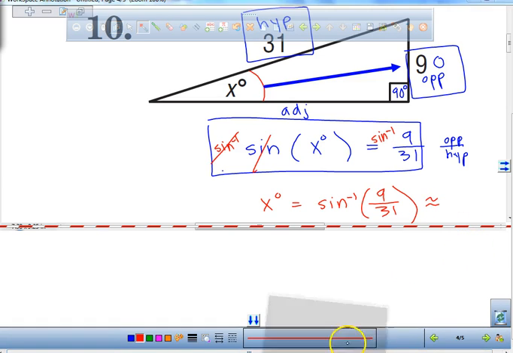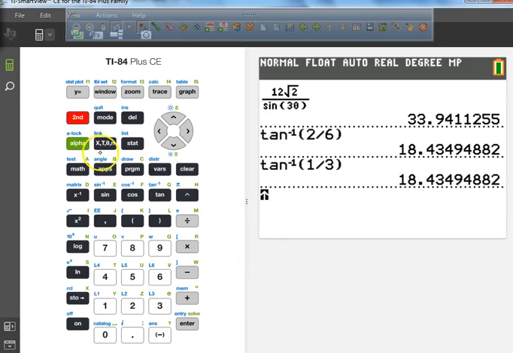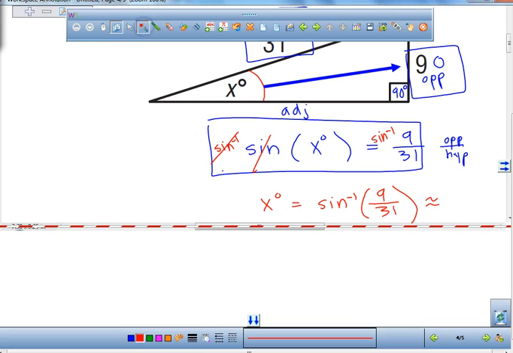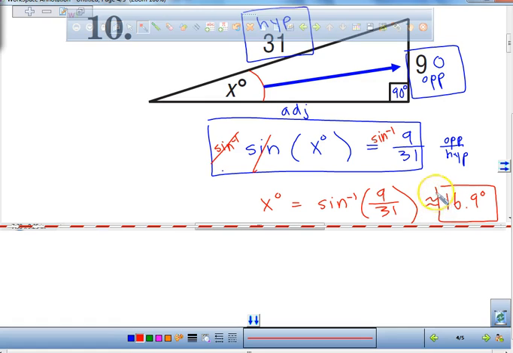So there we go. You're going to hit second, and this time you're not going to hit second tangent, you're going to hit second sine, and do 9 divided by 31. And you're going to press enter. Sweet. That's 16.87, so if we wanted to round it to the nearest tenth, that's 16.9 degrees. And we're rounding these all to the nearest tenth. And that's the answer to the measure of your angle.